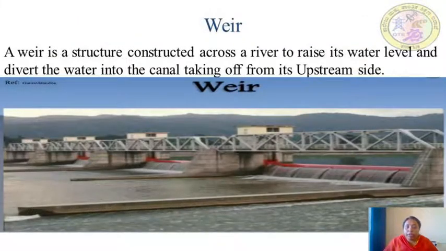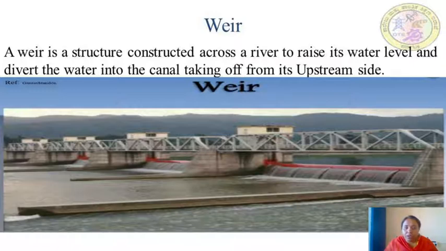Now coming to the weir, the first component. A weir, you can see in this image, is a structure constructed across a river in order to raise its water level and divert the water into the canal taking off from its upstream side.